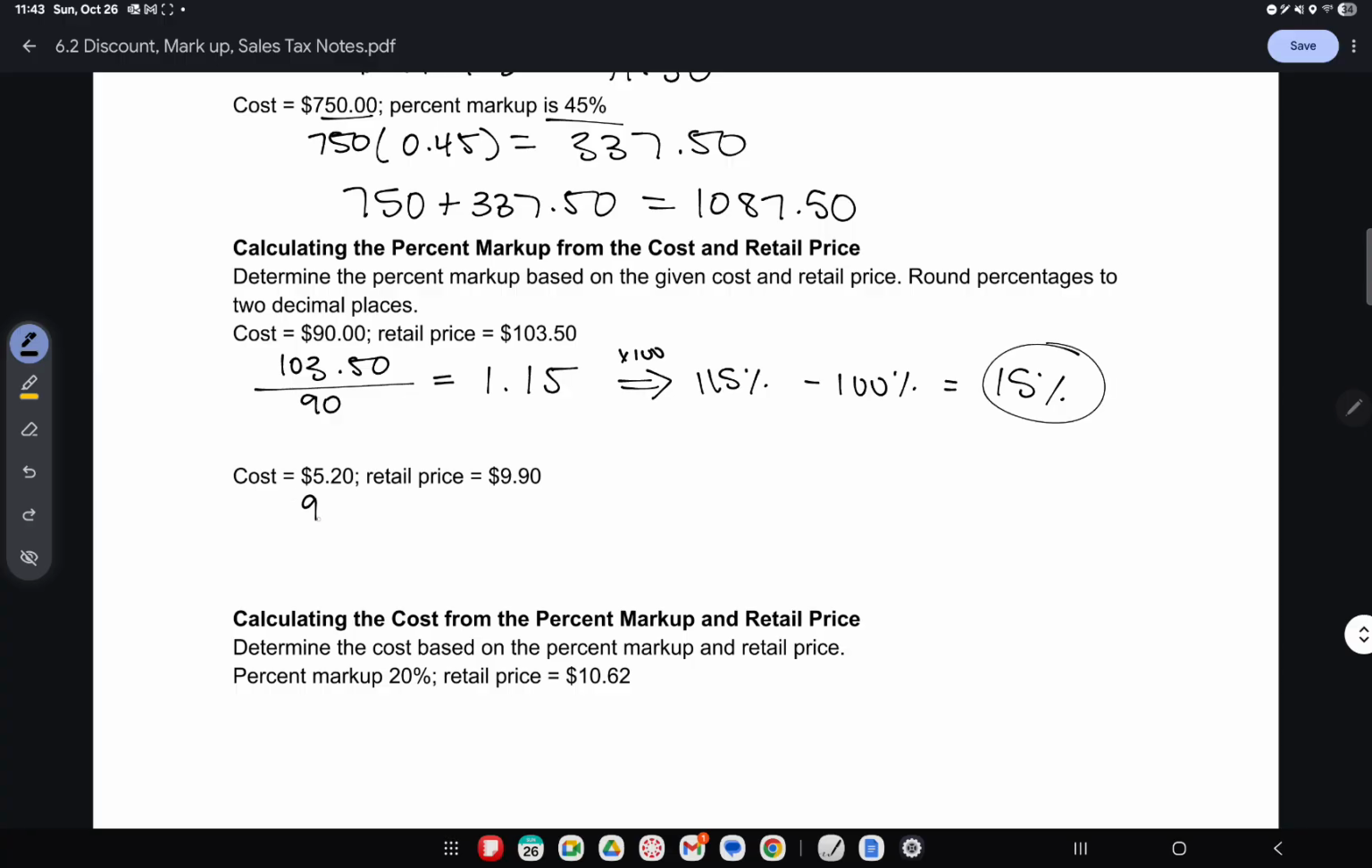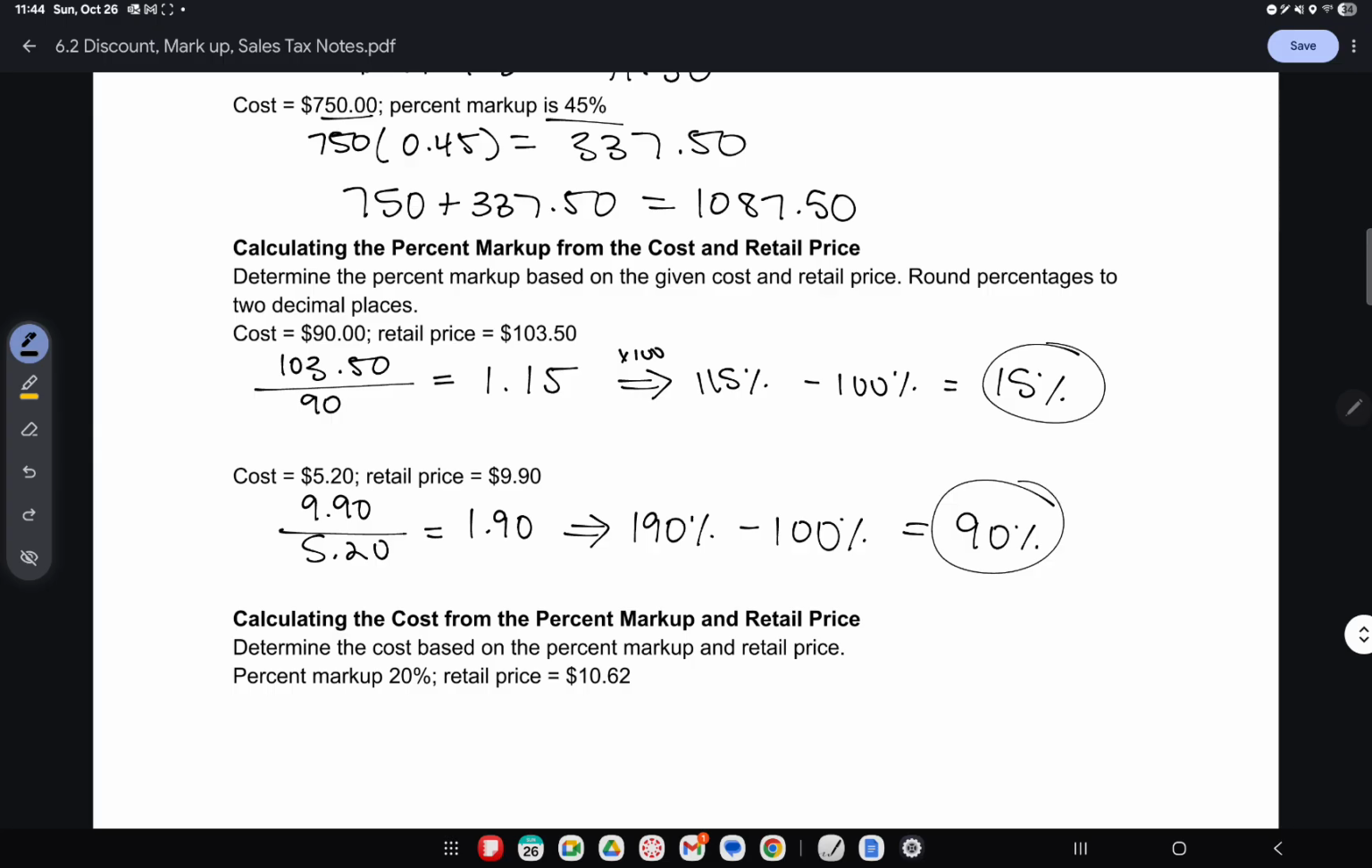So do it again here. 990 divided by 520 is going to give 1.90. If I turn that into a percent, that's 190%. And the difference between that and 100 is 90%.